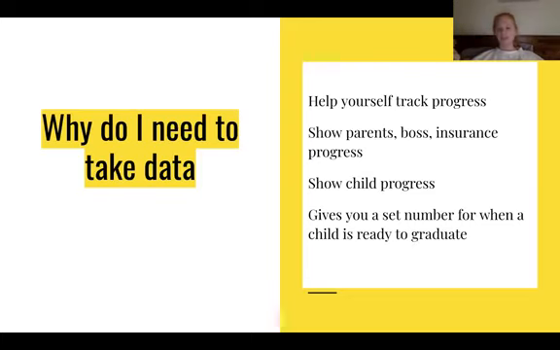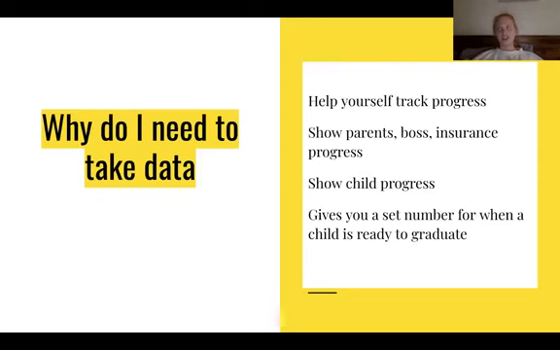So yeah, you do need to be able to show the parents, at least once a year at IEP meetings in the school, or if you're in the clinic every few months, and just be like, hey, this is what we've been working on. This is how they were at the beginning. This is how they are now, so that they can see that what you're doing is actually helping their kid and worthwhile. Your boss showing them, hey, I'm actually doing my job.